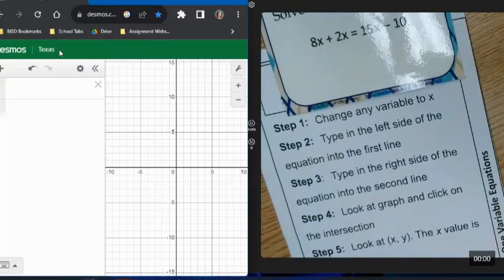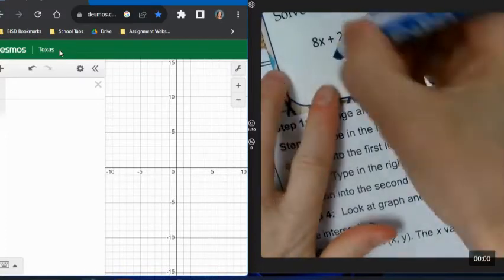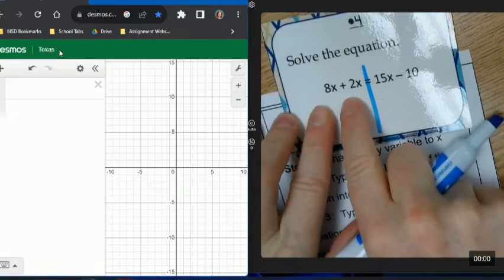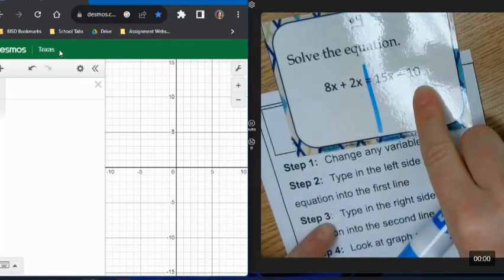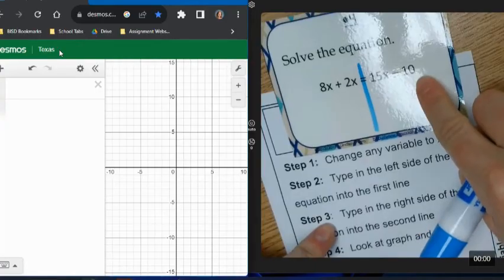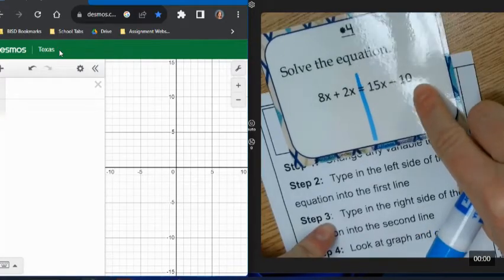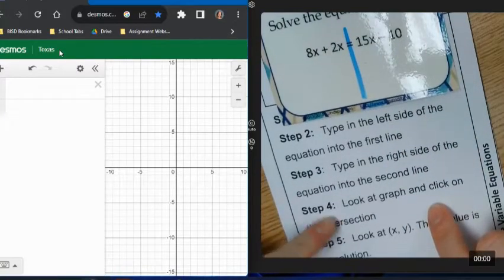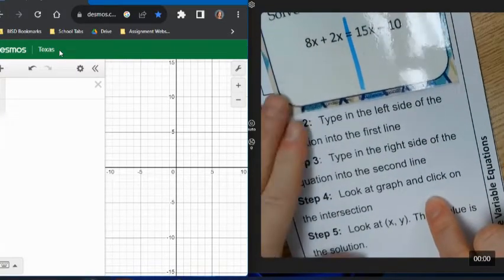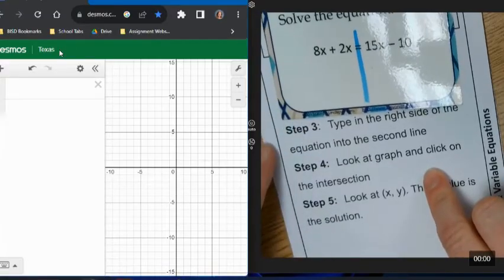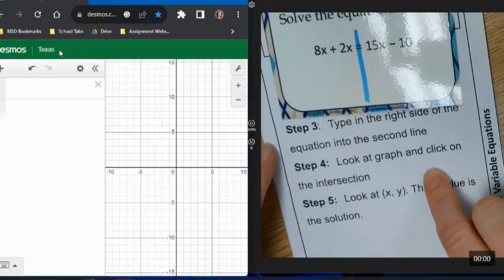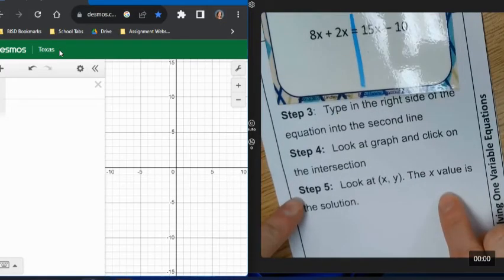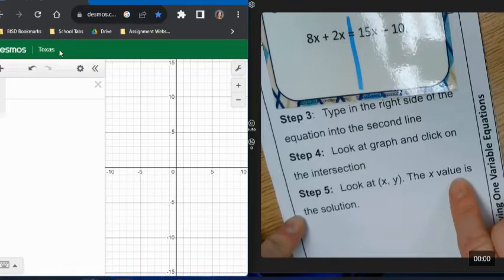Step two, type the left side of the equation into the first line. So this is your left side, and you would type this in. Step three, type the right side of the equation into the second line. So this is the right side. Step four, look at the graph and click on the intersection. Remember, an intersection is where two things meet. It's the point where they cross. Step five, look at x comma y. The x value is the solution.